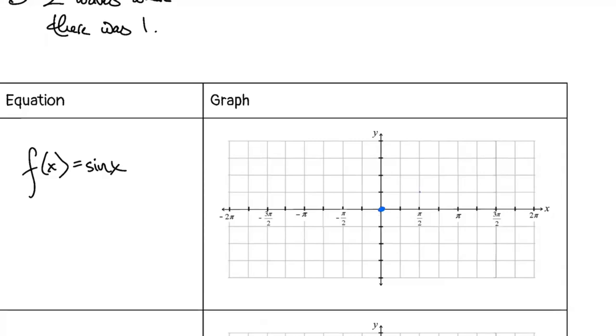Yep, and so I'm going to draw a point at 1. All right, when I get to pi, what is the y value there? 0, good. What about at 3 pi over 2? -1, good. And what about at 2 pi? Yeah, we get back to 0, right? Perfect.